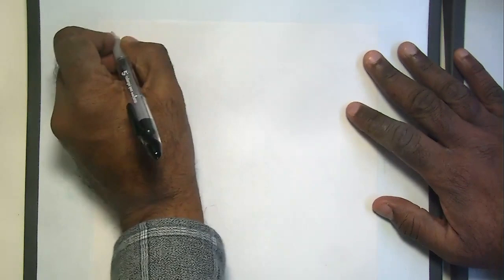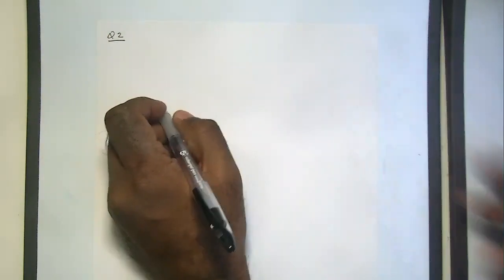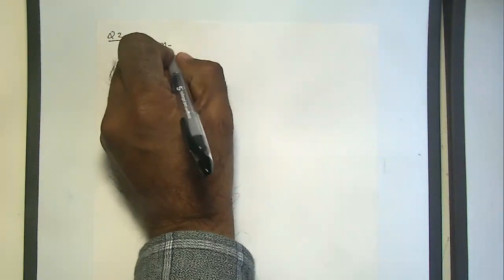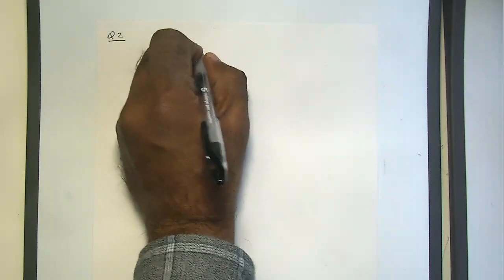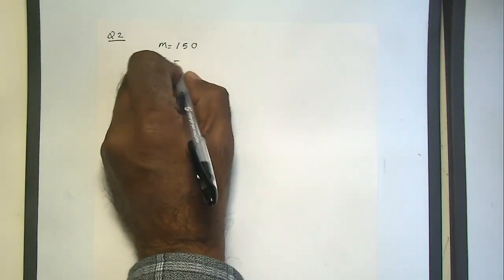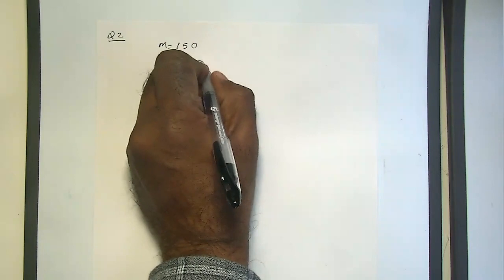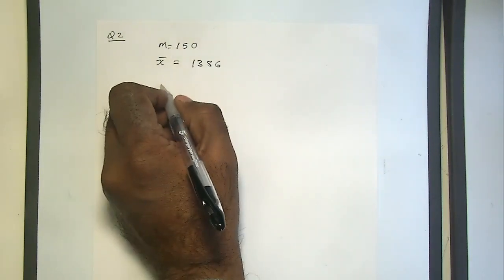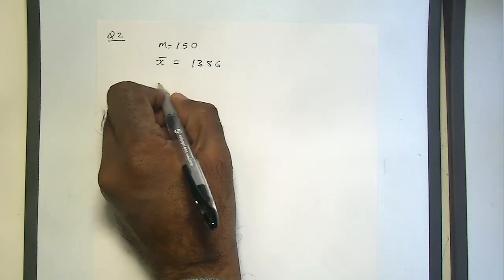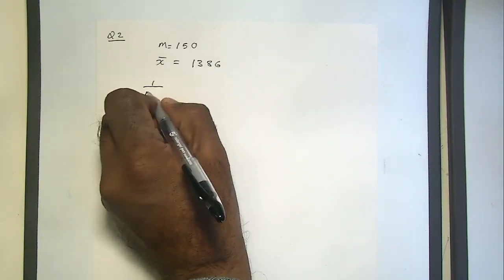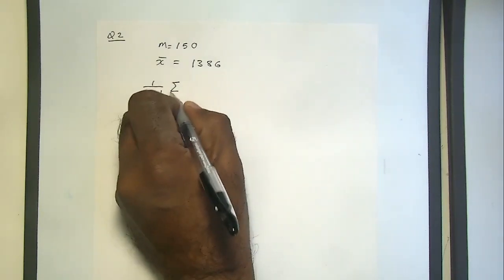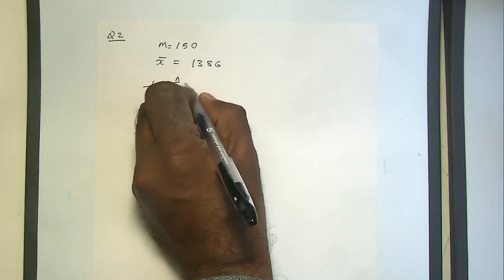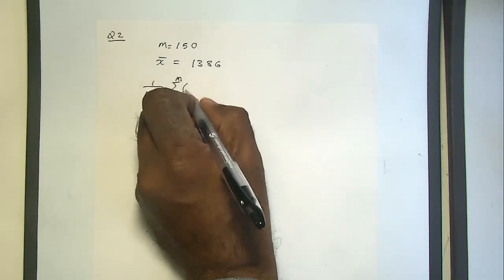So let's take this away. So what you're given is the following. The first sample is of size 150. The sample mean is 1386. The sample standard deviation is 114, which means, remember the sample standard deviation is simply this one. Sorry, n.